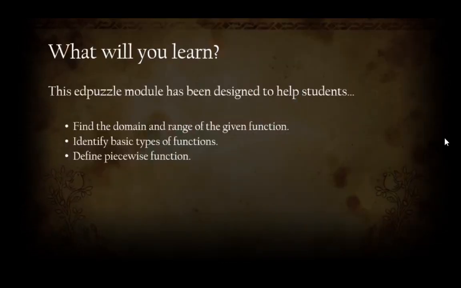We have introduced function in our previous course material. This time, we will be discussing more about function, its domain, range, and types. And this Edpuzzle module has been designed to help students to find the domain and range of the given function, identify basic types of functions, and also define piecewise function.